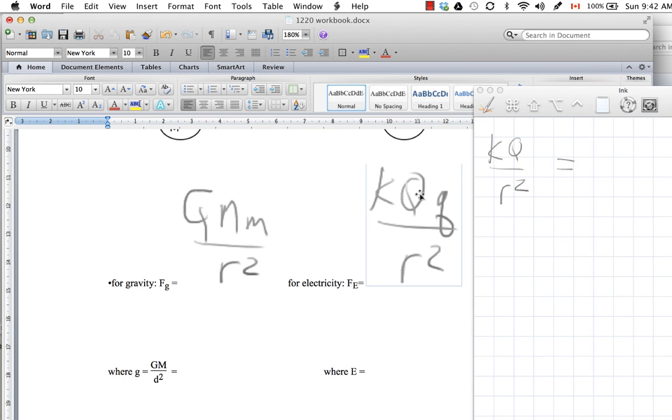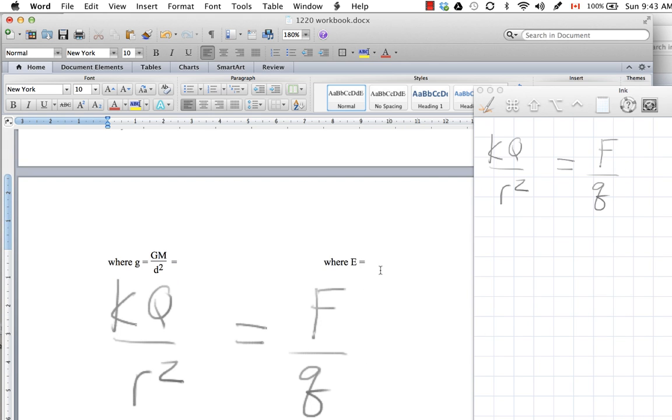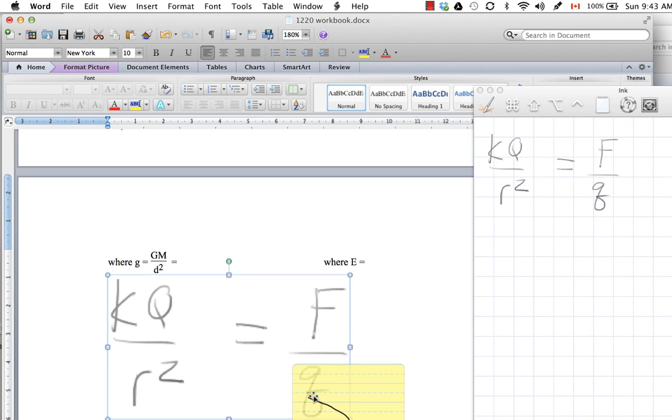Now, if that bit is electric field, then we see that a force is little q times the electric field, or alternatively, the electric field is a force per unit charge, and it therefore has units of newtons per coulomb. Now, K is the same electricity constant that it was before.